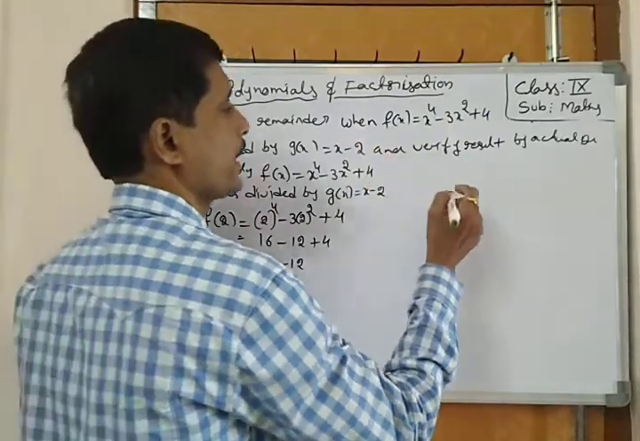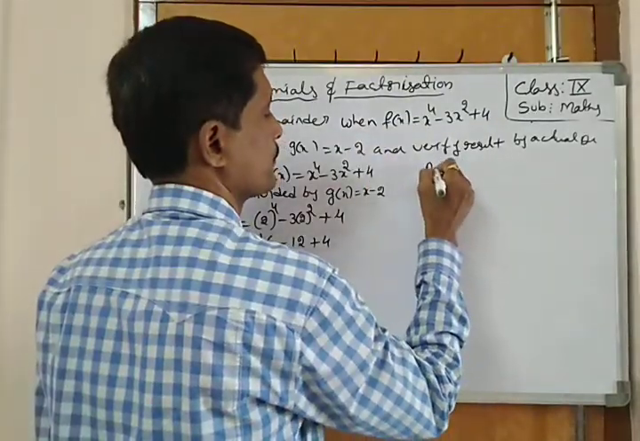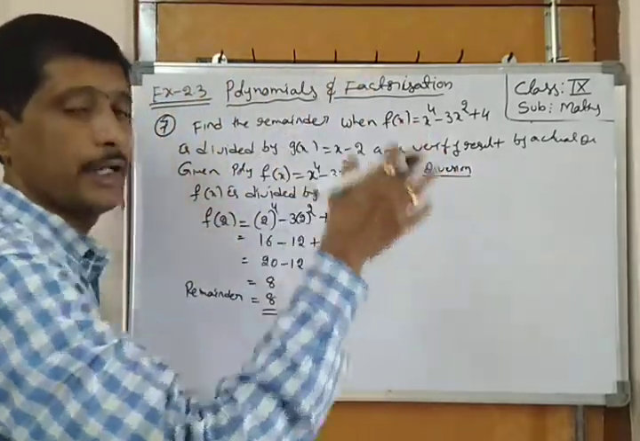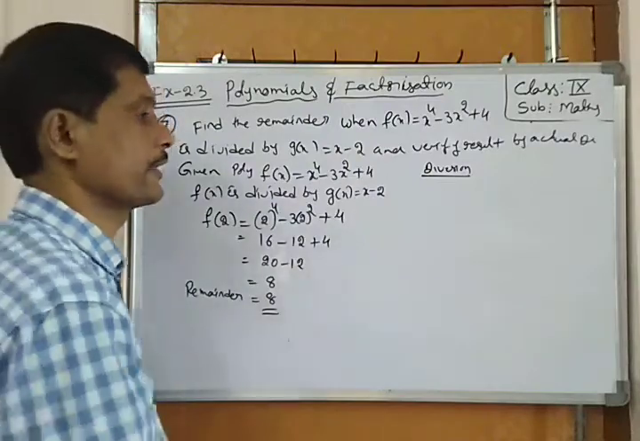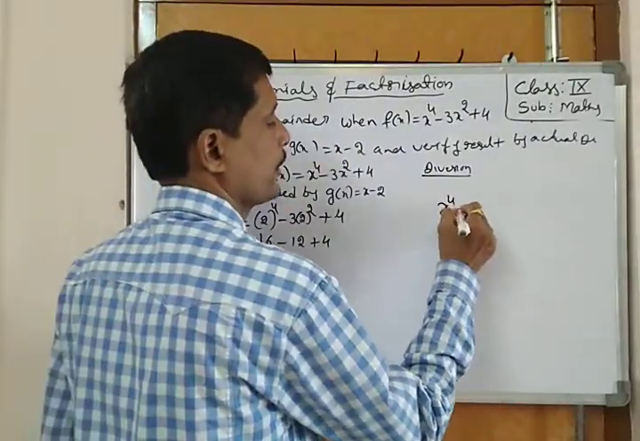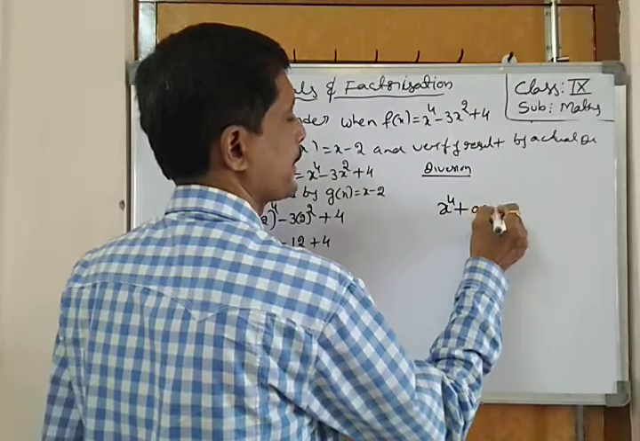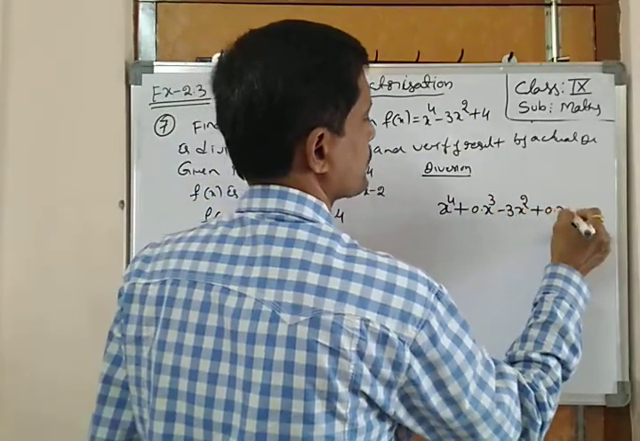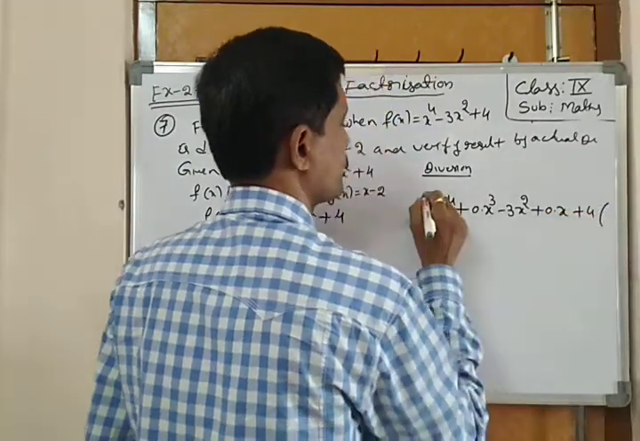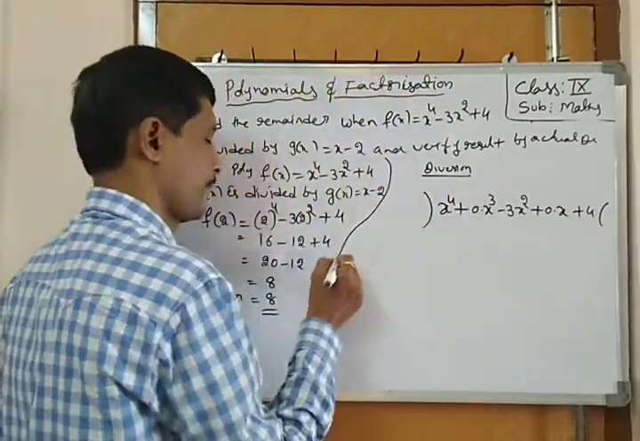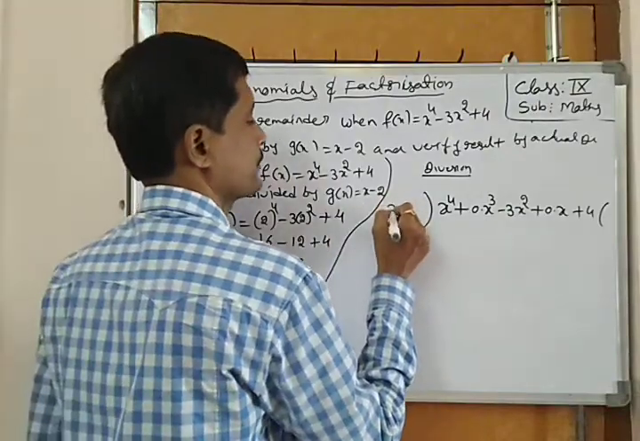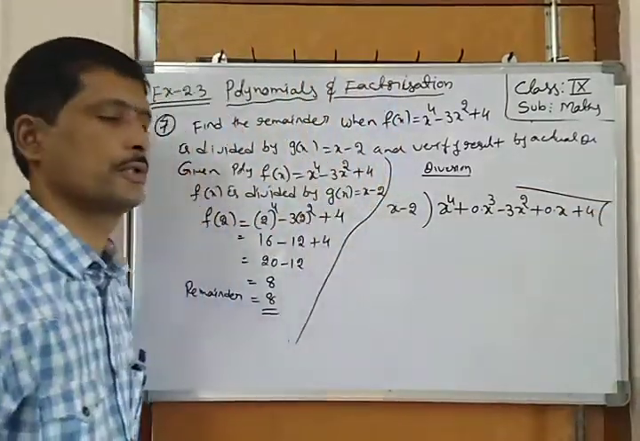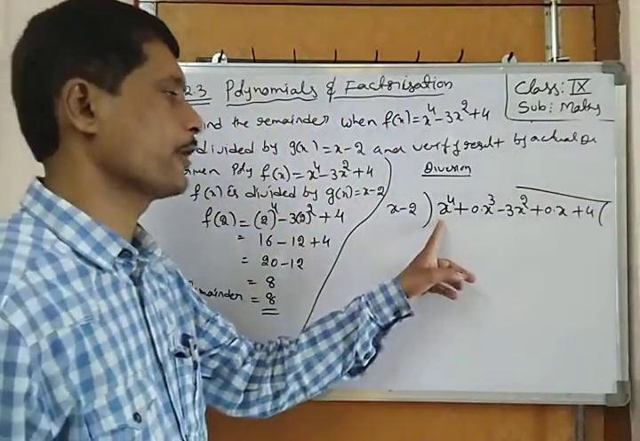Actual division, that is a normal division. Here see, x power 4 is given. The x cube term is not given, and x square. Therefore here x power 4 plus 0 into x cube minus 3x square plus 0 into x plus 4. Divide by x minus 2.